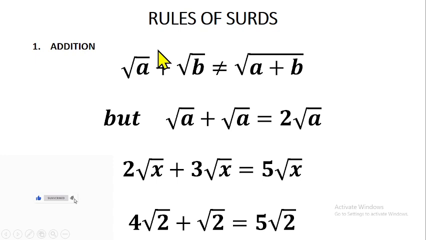Look at the first one we have here. We have sword A plus sword B. It is not equal to sword A plus B. Look at what I'm trying to say here, I'm going to explain very well. That is, we cannot add two or more different swords together.